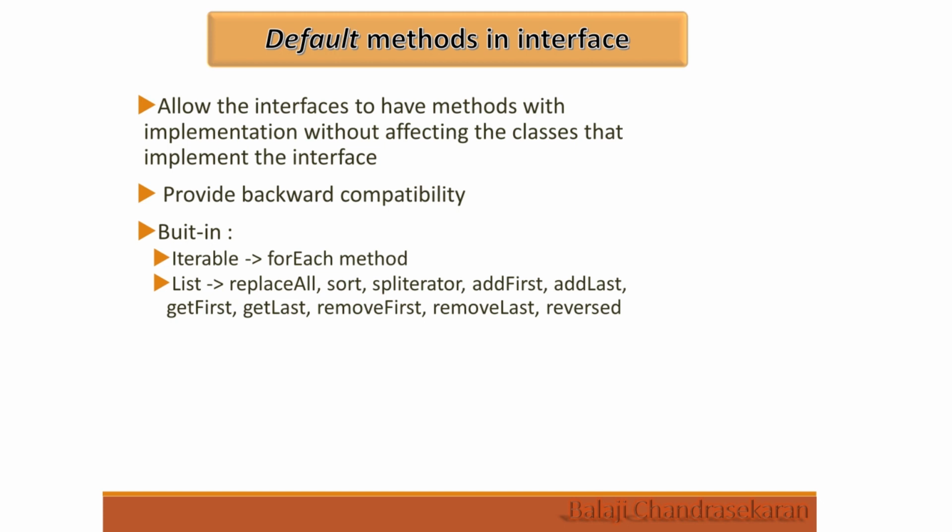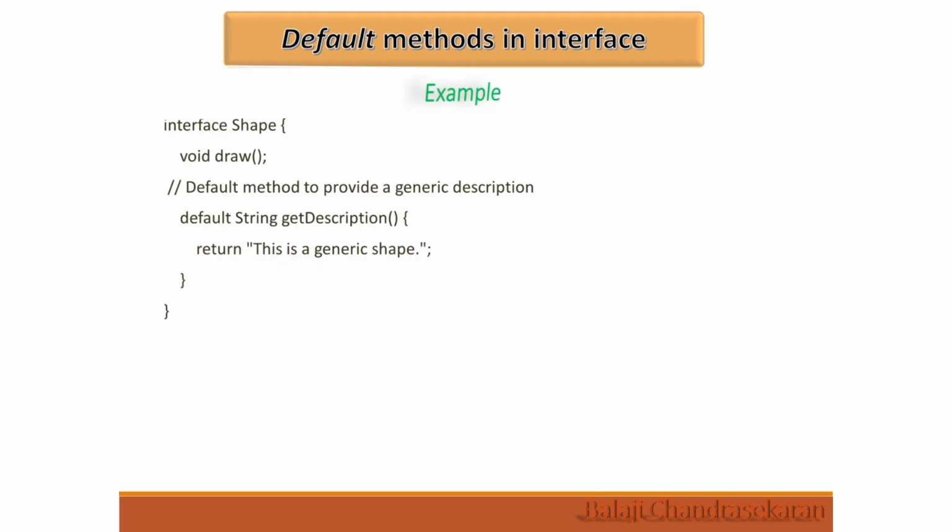added in Java 8. For an example, consideration, let us have the Shape interface with the draw method as an abstract method and the getDescription method as a default method. Now, any class implementing the Shape interface must provide an implementation for the draw method as it's declared as an abstract method in the interface. On the other hand, the getDescription method has a default implementation, meaning the classes implementing the interface are not obliged to provide their own implementation unless they choose to override it.